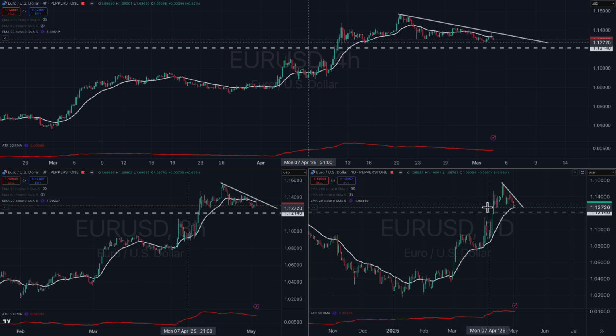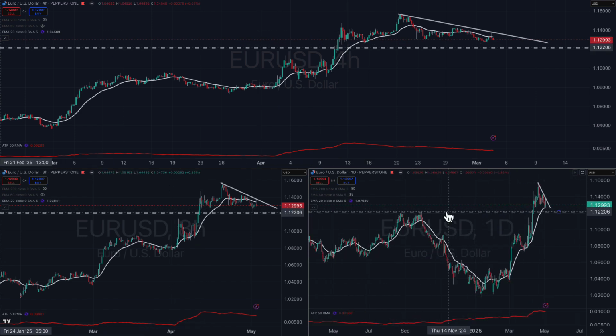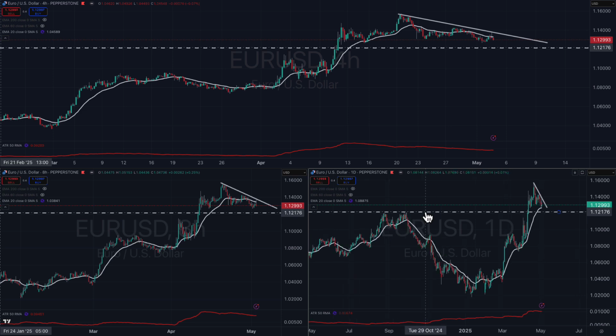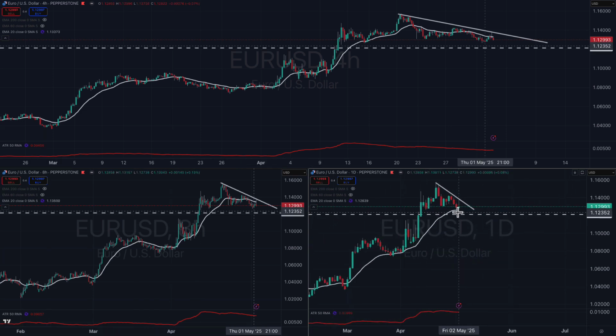I think, and I'll zoom out here so I can show you the exact level, if the market gets back to the 1.1217 level, then that's going to be a good area to put an immediate buy. It's not to say that we'll get a complete resumption of the trend here.